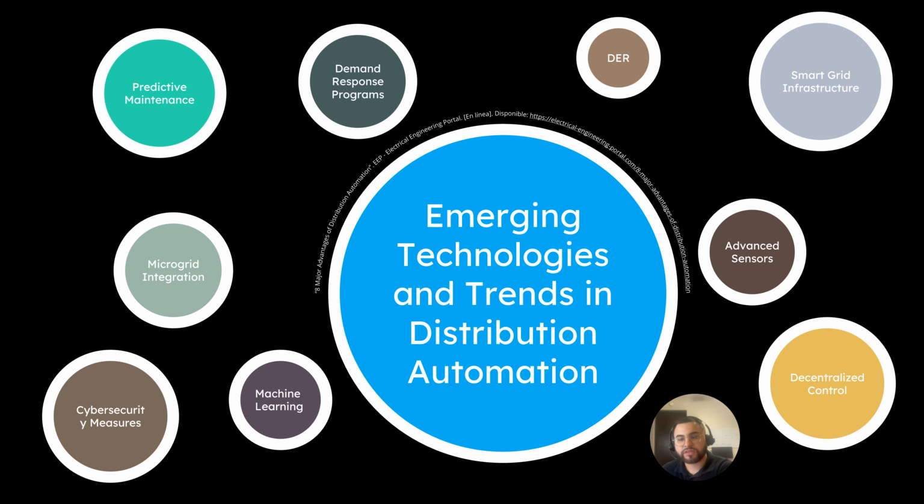Cybersecurity measures. Securing connected systems. As automation systems become more interconnected and robust, cybersecurity measures are essential. Emerging technologies focus on advanced cybersecurity measures and intrusion detection systems to safeguard critical infrastructure. These emerging technologies collectively define the future of distribution automation, ensuring efficiency, resilience, and adaptability in the dynamic landscape of electric utility systems.